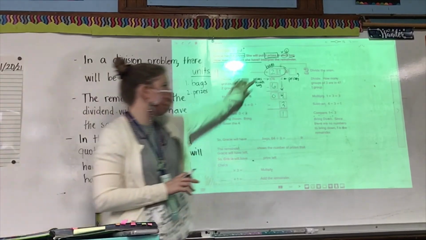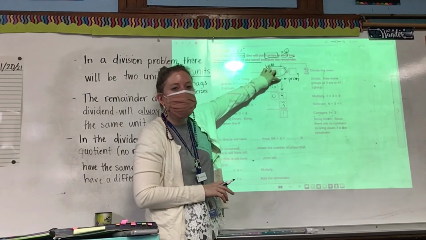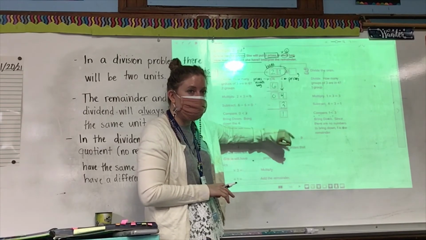Cullen, have we used the 6? Yes. How do we know? Because there's a number under it. Did we use 4? Yes. How do we know? Because there's an arrow. So now I'm ready to compare.